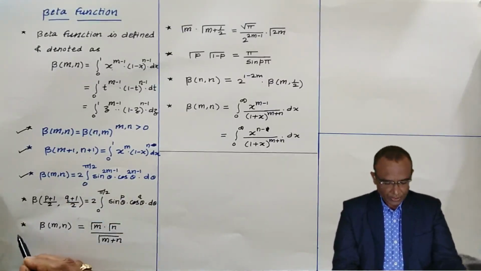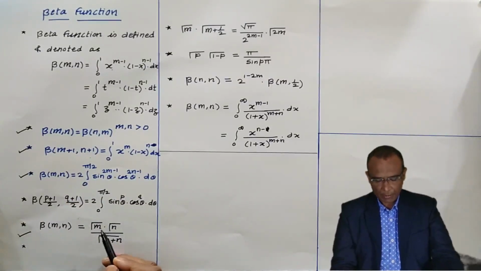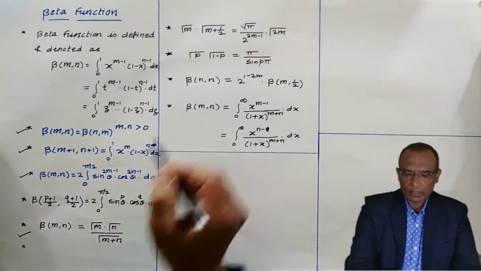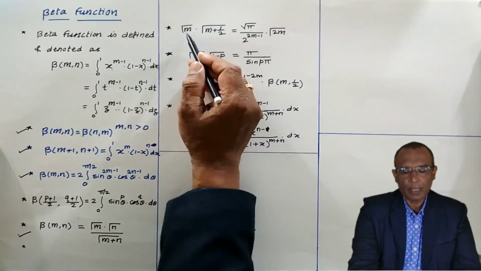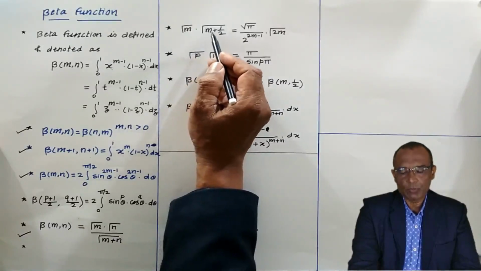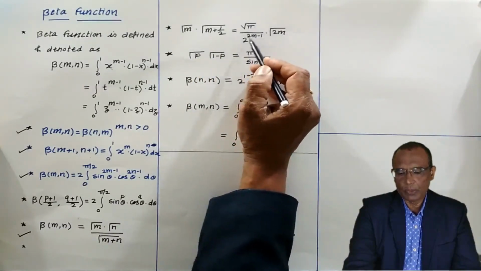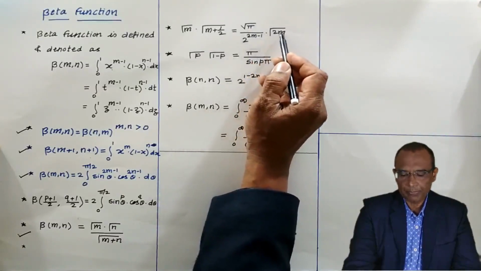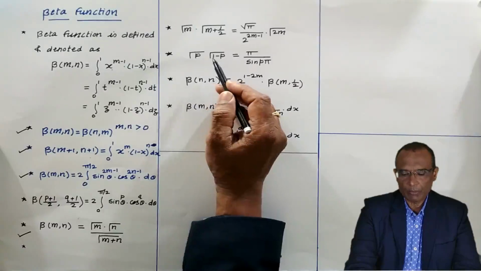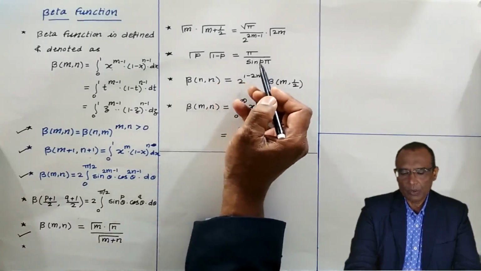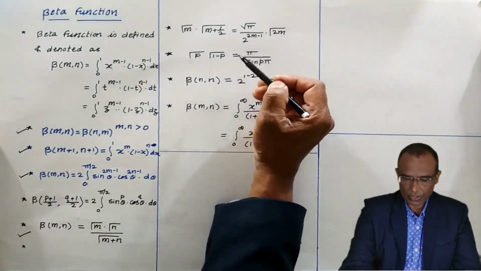We have the relation between beta and gamma function also. Beta(m,n) is gamma m gamma n by gamma(m+n). Then this is the duplication formula, which you also try to remember. Gamma m into gamma(m+1/2) equals root pi by 2^(2m-1) multiplied by gamma 2m. And this formula in gamma function we have also written: gamma p into gamma(1-p) is pi by sin p pi. This formula may be required to solve the problems of gamma function.